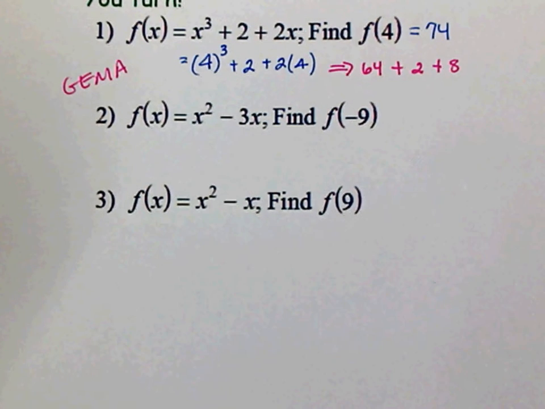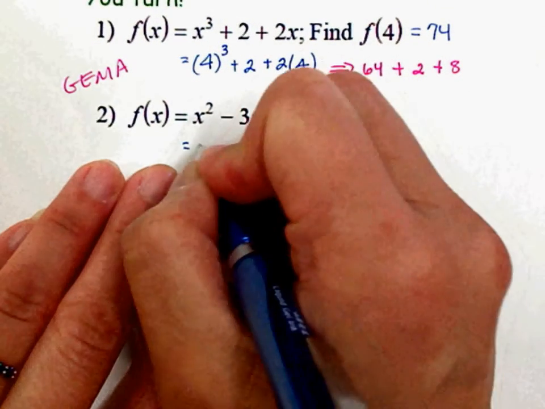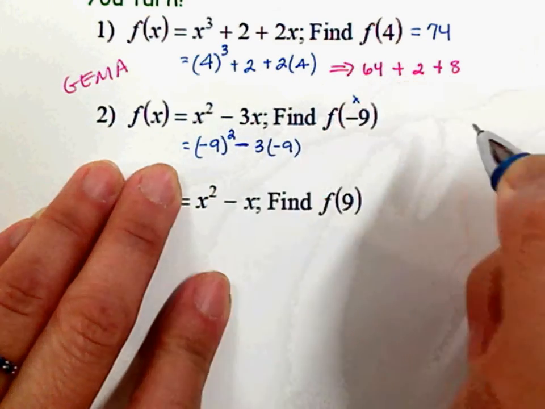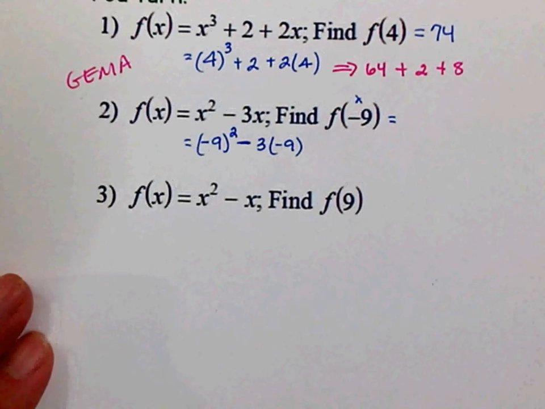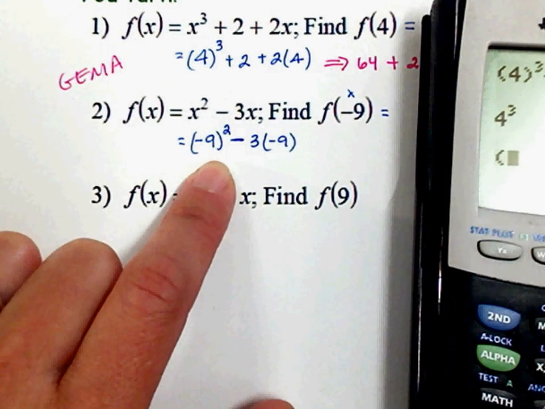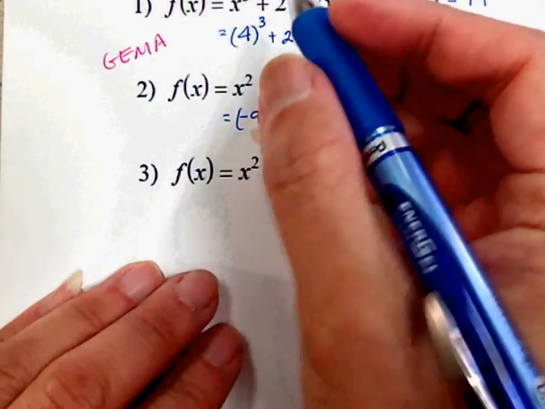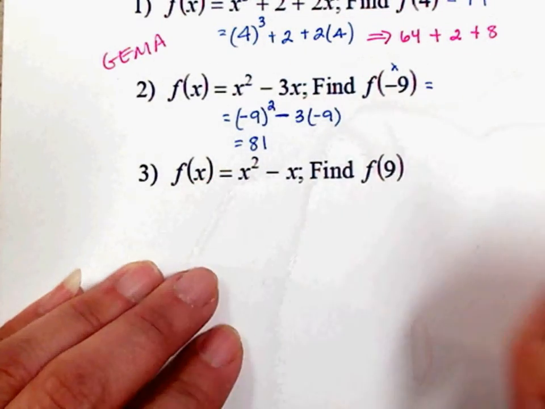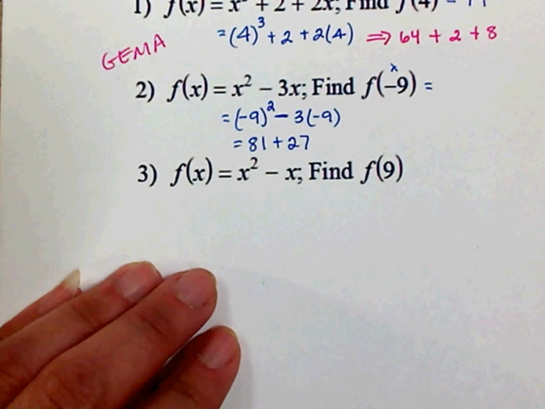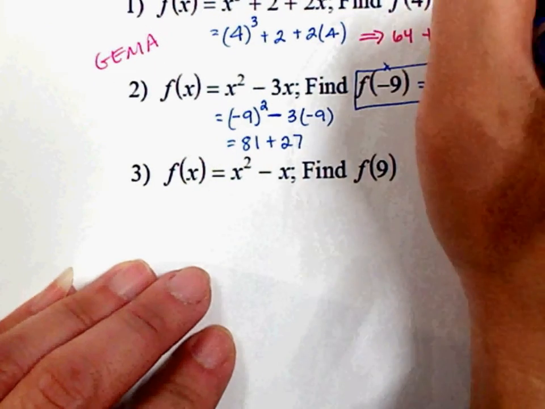All right, let's look at example 2. Your x is now a negative 9. So negative 9 squared minus 3 times negative 9. Okay. Exponent comes first. So negative 9 squared, okay, parentheses, negative 9 squared is 81. Negative 3 times negative 9 is positive 27. You can type that in. 81 plus 27 is 108. See how you're just substituting it?